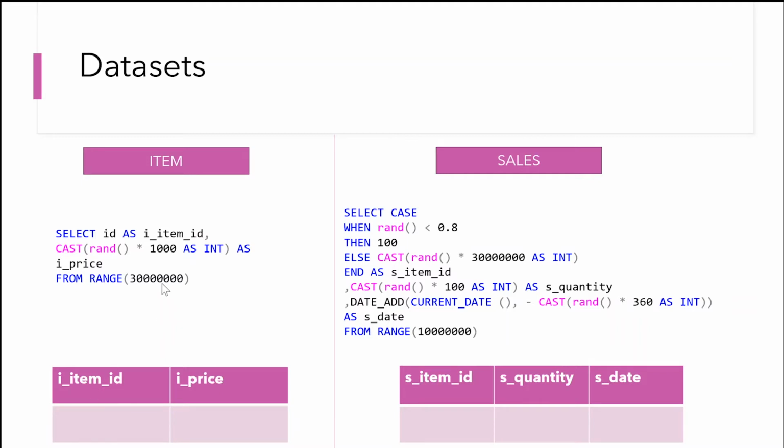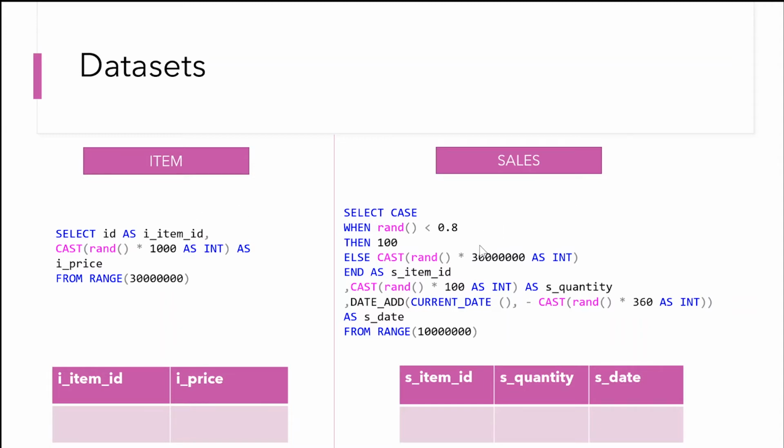One is item ID column and the other is item price column. Item ID column is a random number which is in the range of 30 million. You could see the ID column is in the range of 30 million. Item price is a random number from 0 to 1000. So at a high level, you could see the values of this column are in the range of 0 to 1000. That's about this item dataset which has two columns.